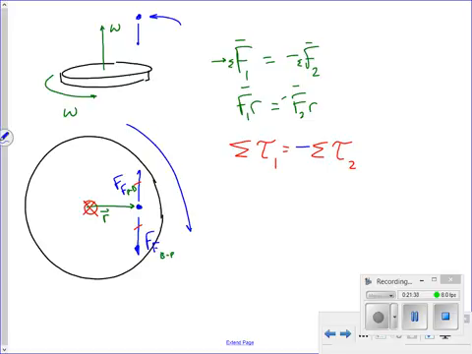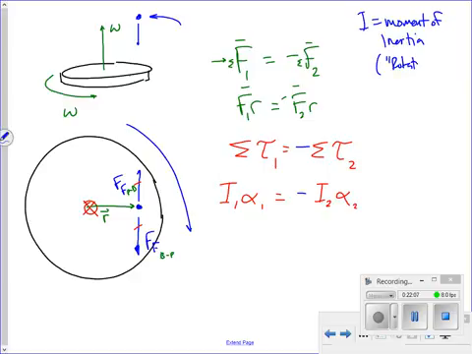Now, net torque. Oh yeah, torque is I alpha, right? So we can say that I1 alpha 1 is negative I2 alpha 2. Now, for the rusty among us, I equals moment of inertia, or rotational inertia. Alpha equals angular acceleration.